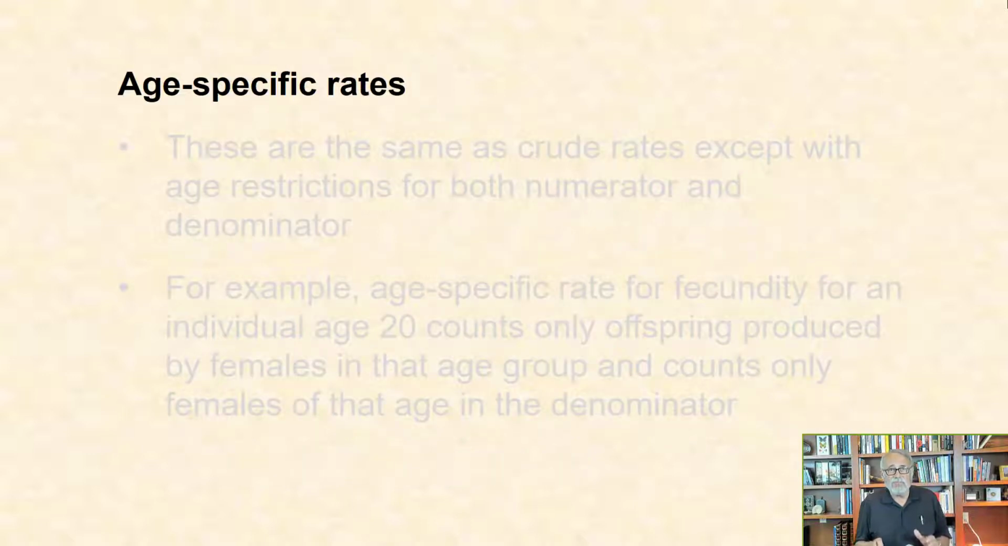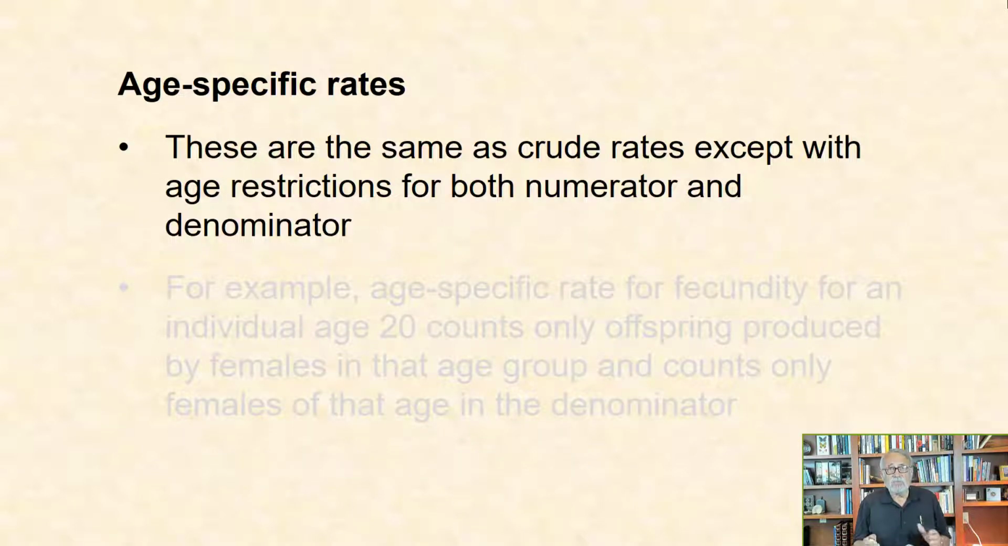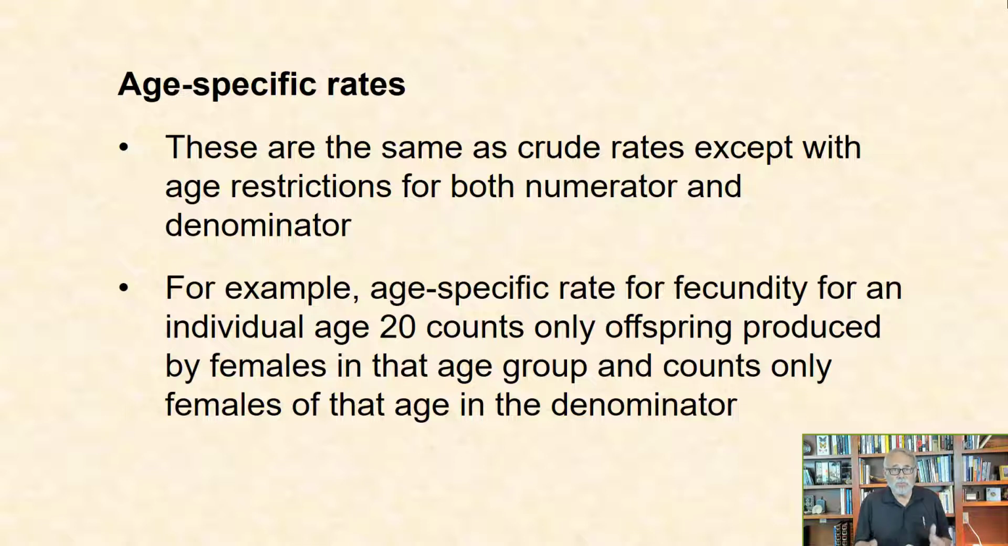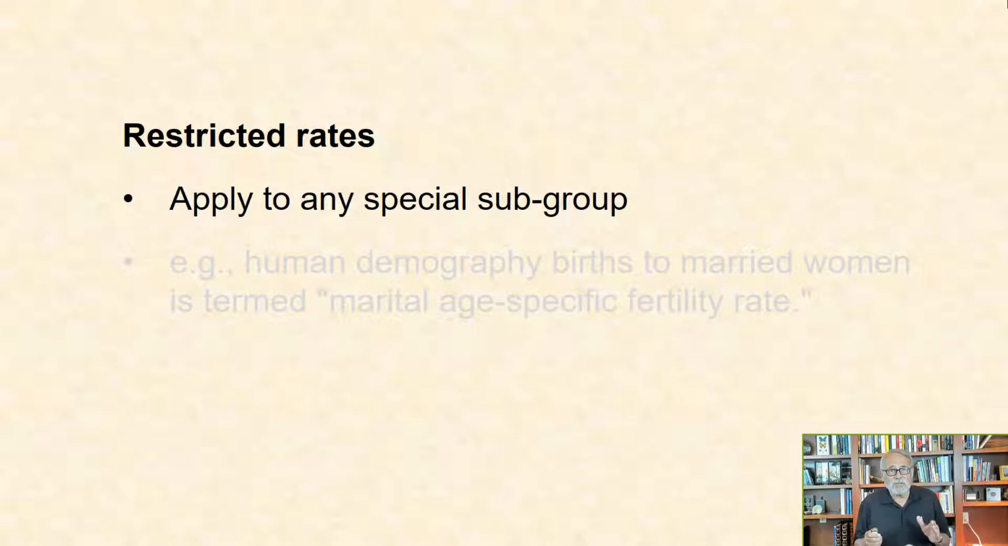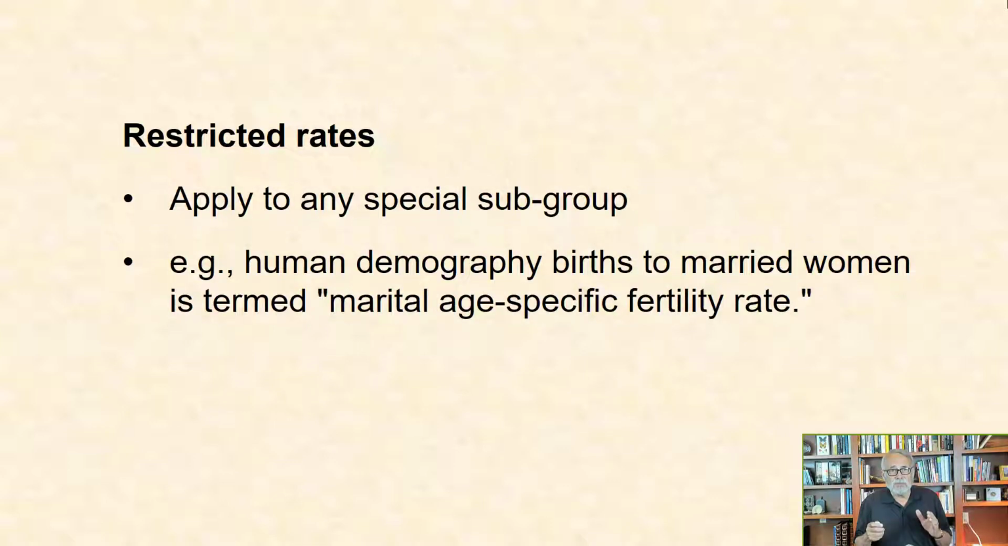Age-specific rates. These are the same as crude rates, except with age restrictions for both the numerator and the denominator. For example, the age-specific rate for fecundity for an individual age 20 counts only offspring produced by females in that age group, and counts only females of that age in the denominator. Restricted rates. These apply to any special subgroup. For example, in human demography, births to married women is termed marital age-specific fertility rate.